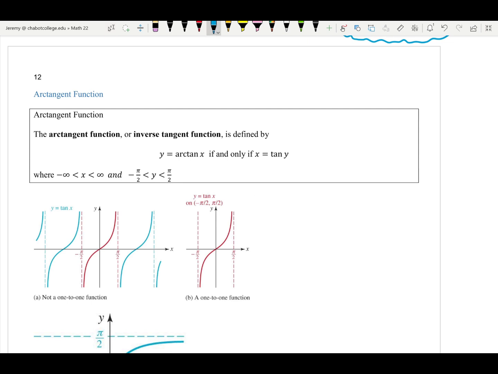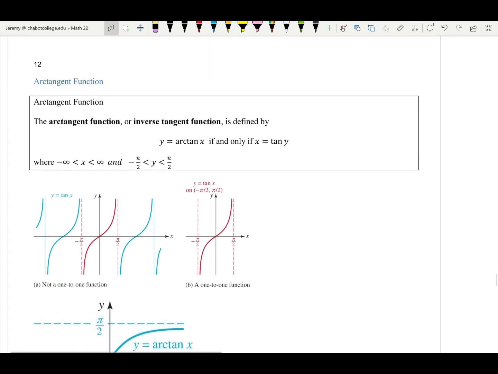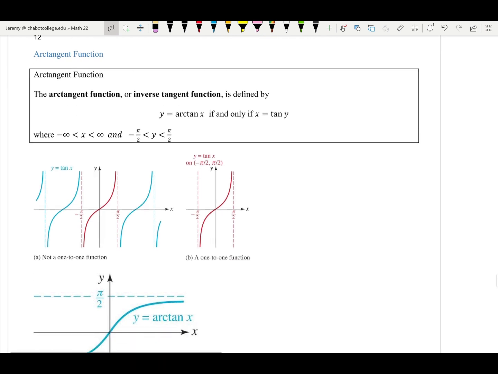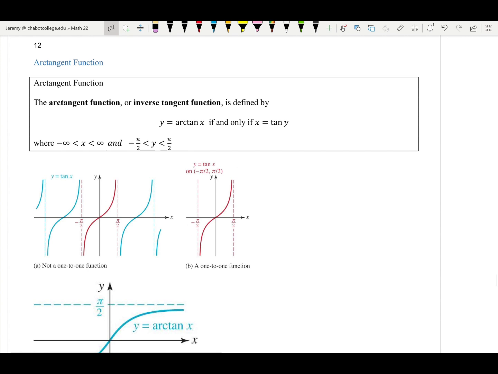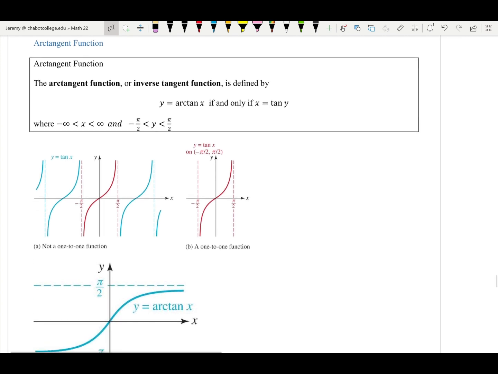Now we have one more inverse trig function to define, arctangent. We're not going to deal with arc cosecant, arc secant, arc cotangent right now. We're going to stop at this one, but let's check it out. So this is all going to be very familiar. We're going to restrict the domain of the tangent function, this time from negative pi over 2 to positive pi over 2.